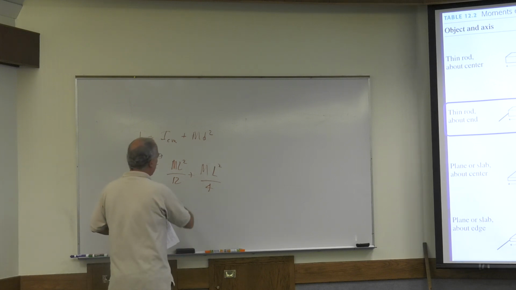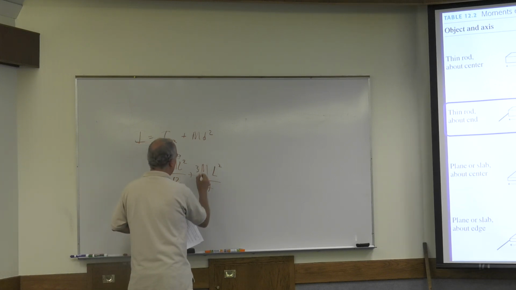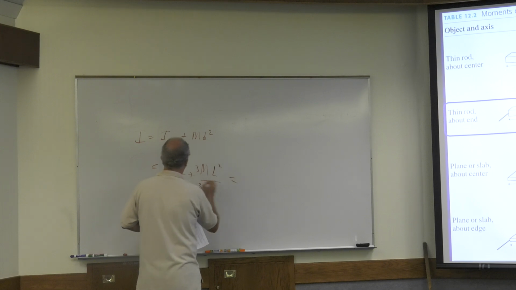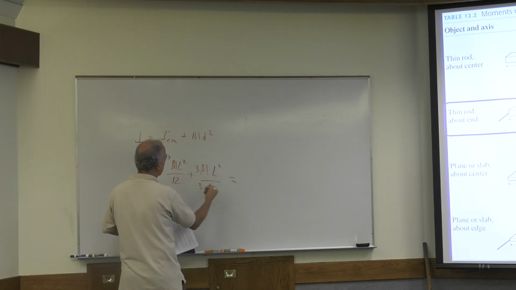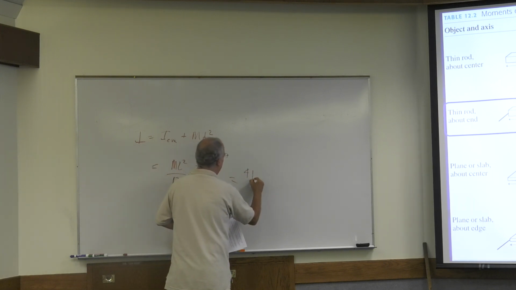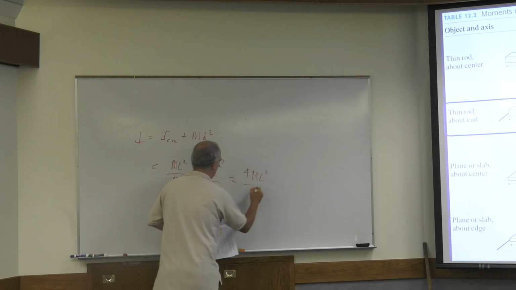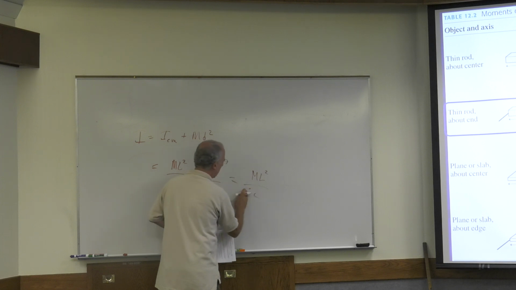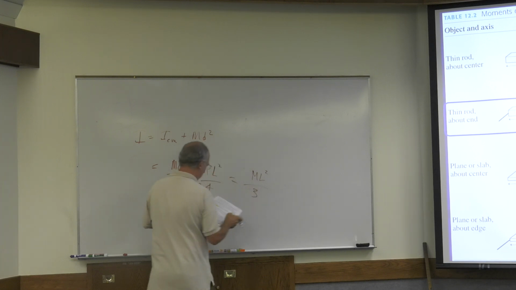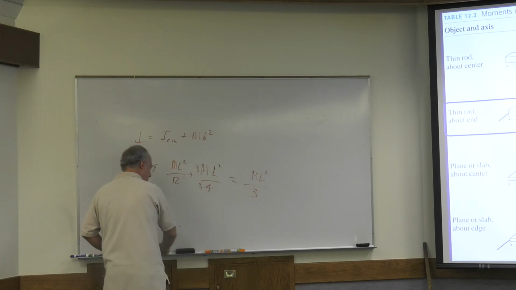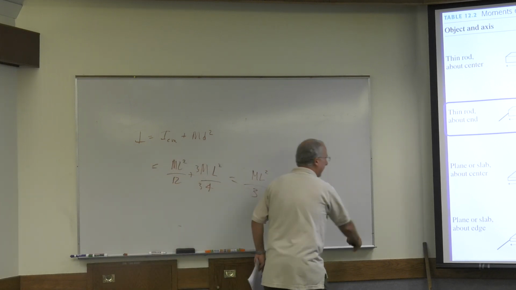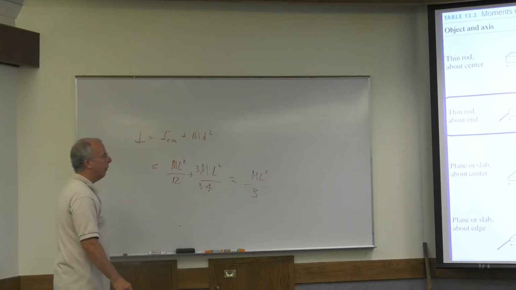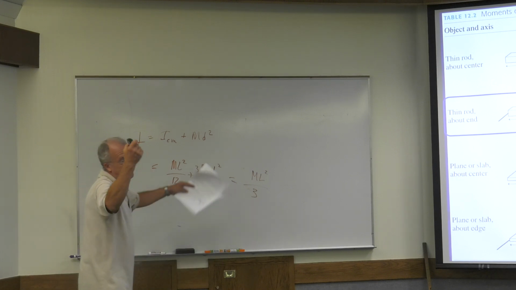Well, let's get a common denominator. So multiply that by 3, multiply that by 3. ml squared plus 3 ml squared is 4 ml squared, 4 ml squared over 12. 4 over 12 is 1/3. So we get ml squared over 3. Let's see if we did it right. Yeah, we did it right. Yay!